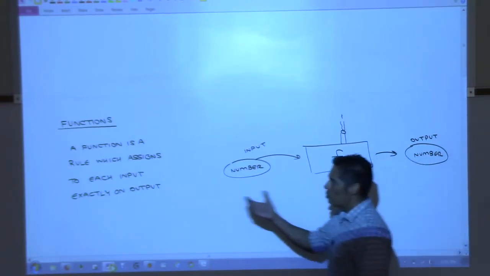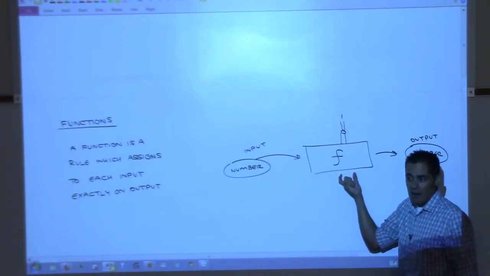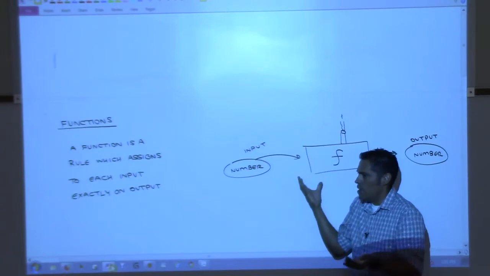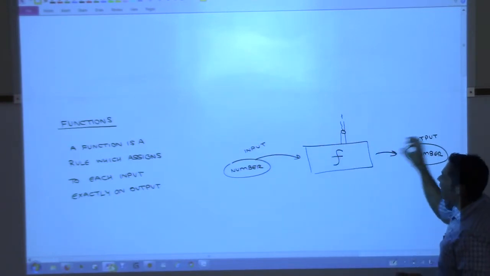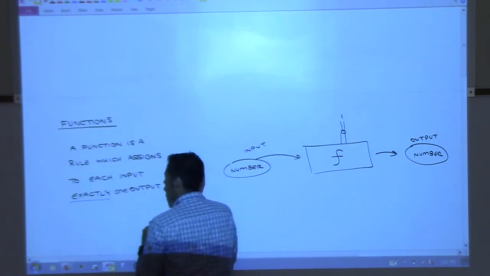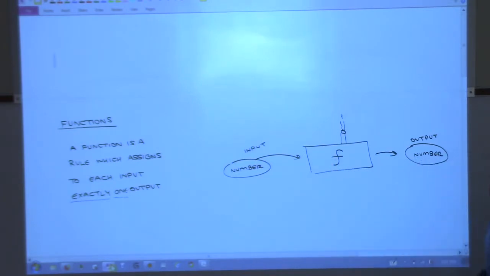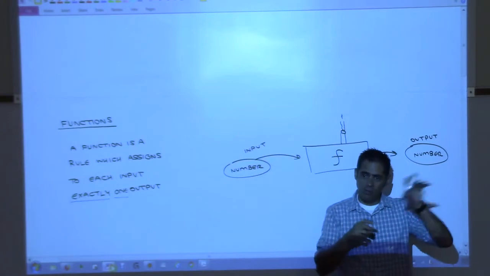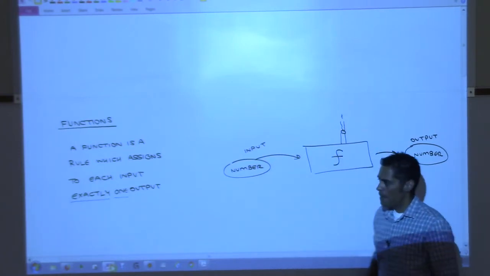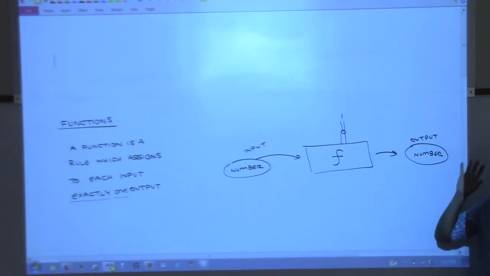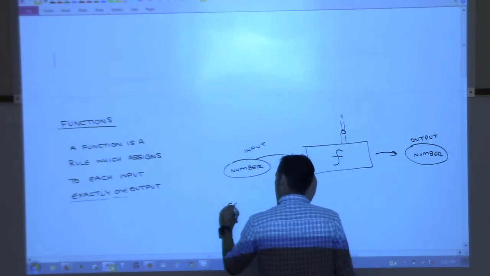A function is a rule. The rule is like what the machine is doing, that tells it what it's going to do to this number. Maybe it's going to double it, cut it in half, or square it, who knows. And then for each input that goes in, there's exactly one output. The key word here is exactly. A function has to behave that way. One number in, one number out. You cannot have one number in, two numbers out. If it does that, it's no longer a function. There are examples of things that take one thing in and spit two things out, but they are not functions. We are focusing just on functions. So let me give you some examples of functions. This is going to look familiar.